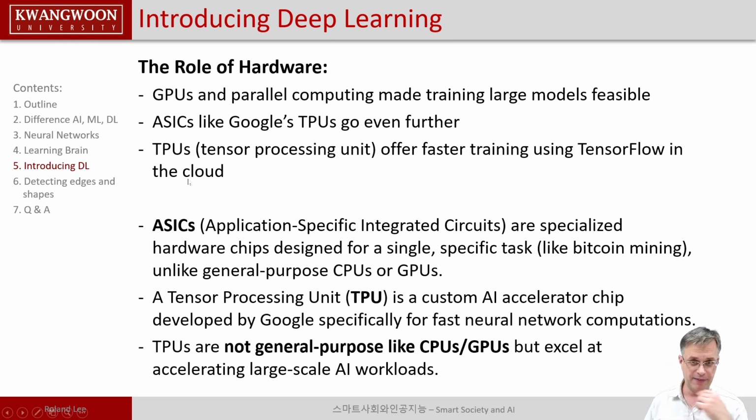So, a blazing fast application-specific integrated circuit to accelerate the calculations involved in deep learning when using Google's specialized computation library, so-called TensorFlow. In 2018, Google made TPUs available in its cloud centers as well. Now, TPUs are not general purpose like CPUs and GPUs, just as ASICs, but excel at accelerating large-scale AI workloads.